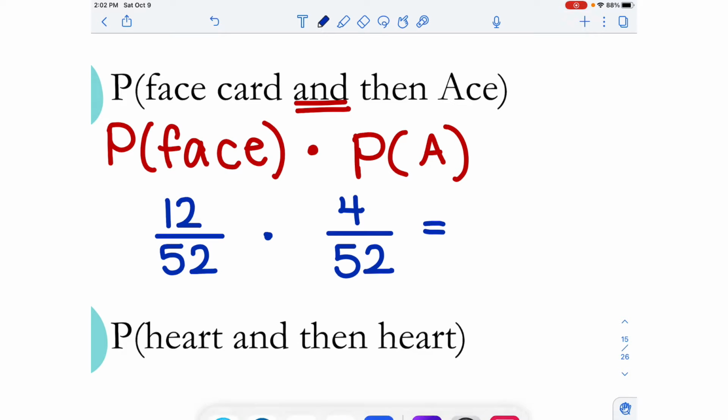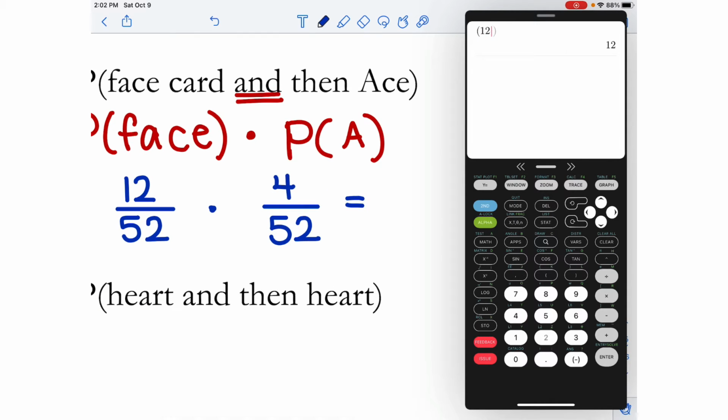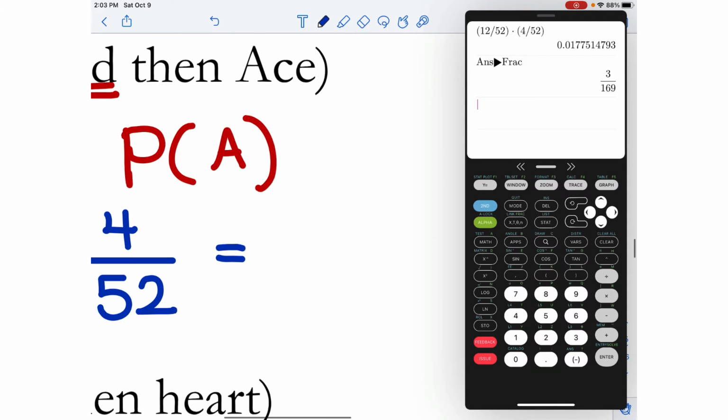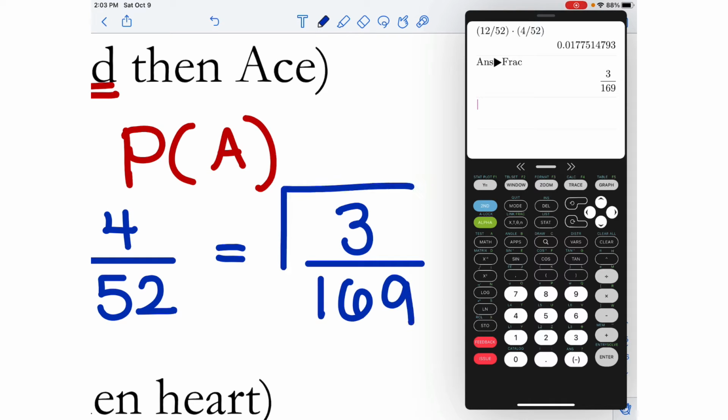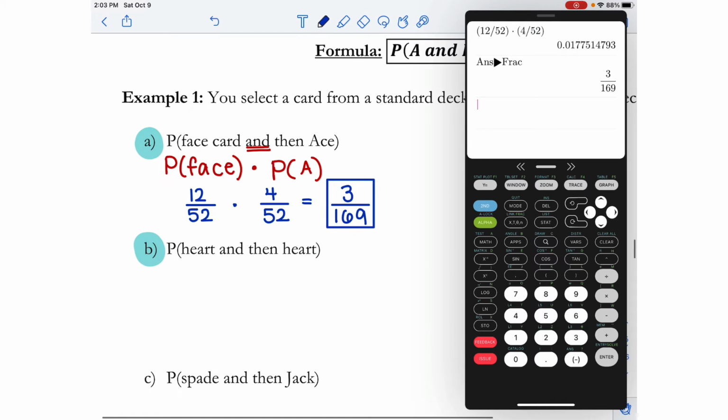And we can go ahead and multiply these together. So 12 out of 52 times 4 out of 52. And we're going to turn that into a fraction. So 3 out of 169. It's like a 1.7% chance. It would be very rare. I mean, we want this exact situation to happen, to get a face card and then an ace. So it's not a very common situation, so it makes sense that it's a low percentage or a low probability.